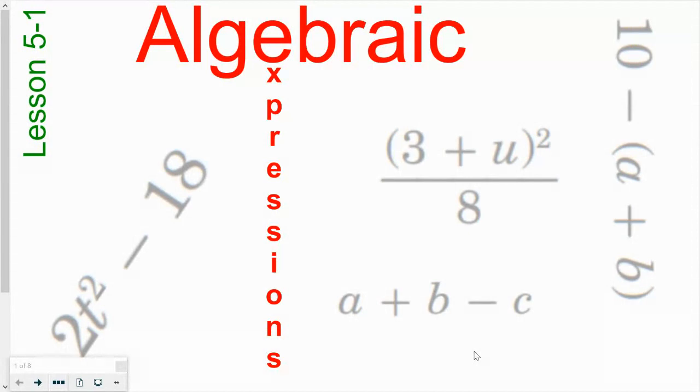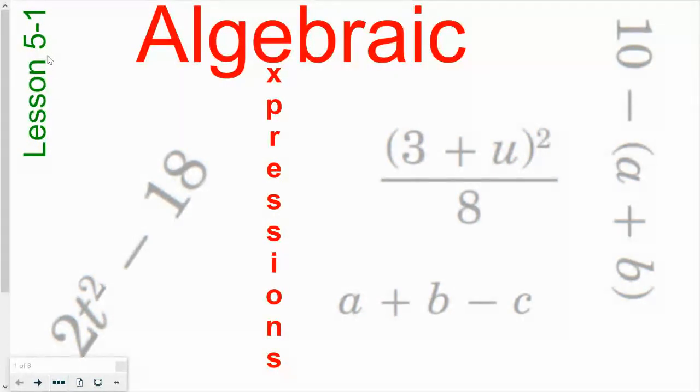All right, today we are starting our second unit on algebraic expressions. These are different than equations because they don't have an equal sign. Normally you're given some type of value to replace a variable with, and then you would solve it.